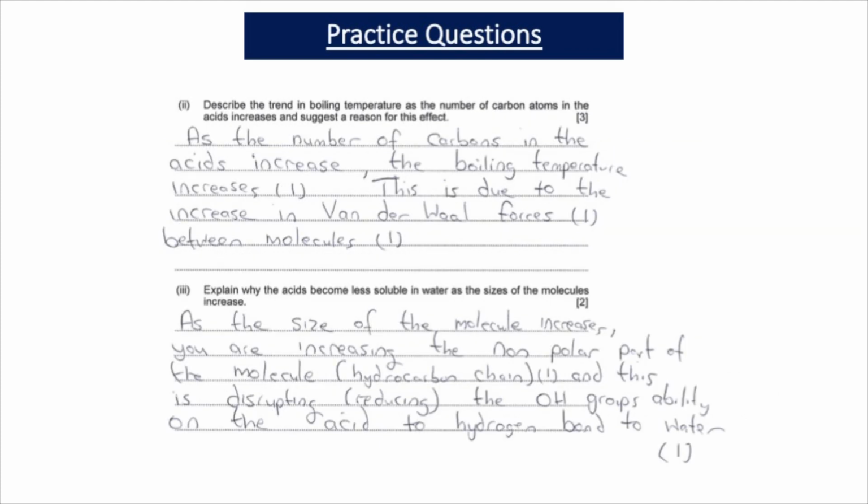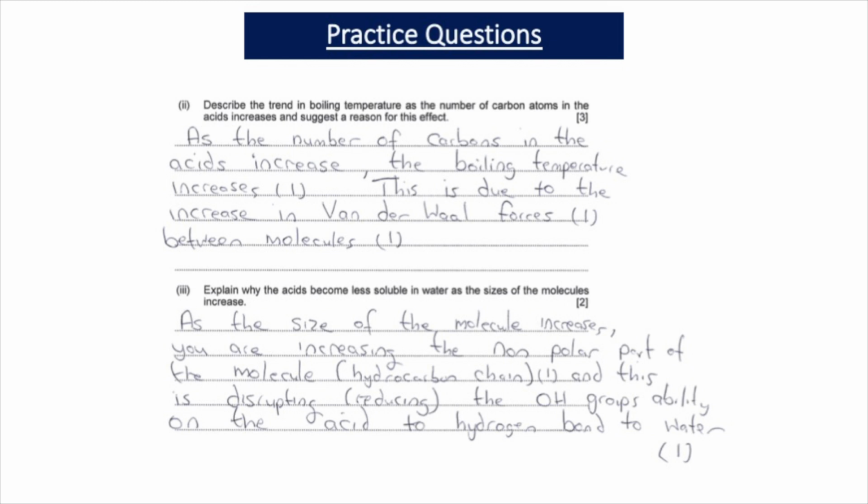So now let's go for the next 2 parts of this question. So part 2 is asking you to describe the trend in boiling temperatures as the number of carbon atoms in the acid increases, and to suggest a reason for this effect. So if you said that as the number of carbons in the acid increases, the boiling temperature increases, you get 1 mark. And this is due to the increase in van der Waals forces that exist between the molecules, because the longer the hydrocarbon chains, the more electrons there are and the more temporary dipole forces there are, or van der Waals there are.